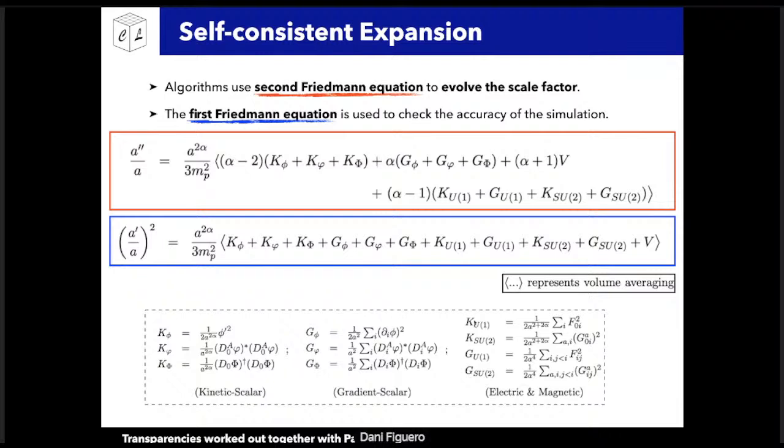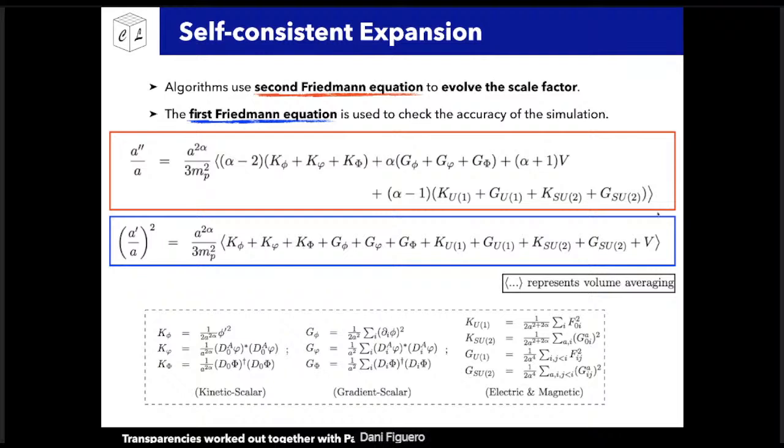Okay, so for instance, this case here of U1 and SU2 represents electric fields. And this GU1 or GSU2 represents magnetic fields of abelian and non-abelian flavors. And then we use the first Friedmann equation as a constraint equation. So we check in our dynamics that they are right, because we need to verify this balance of the left-hand side with the right-hand side at every moment.